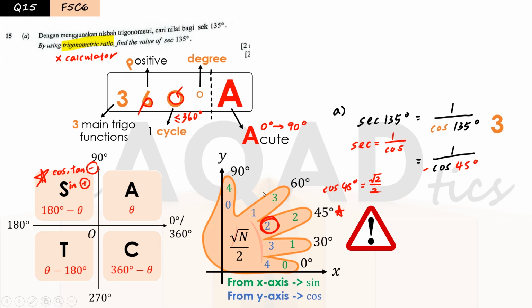And this is how we use the hand method, which I think is quite useful and easy to understand and memorize. Alright, so now we know the value of cos 45 already. So here would be something like this: 1 over minus square root 2 over 2. Okay, so let us simplify this thing a bit.